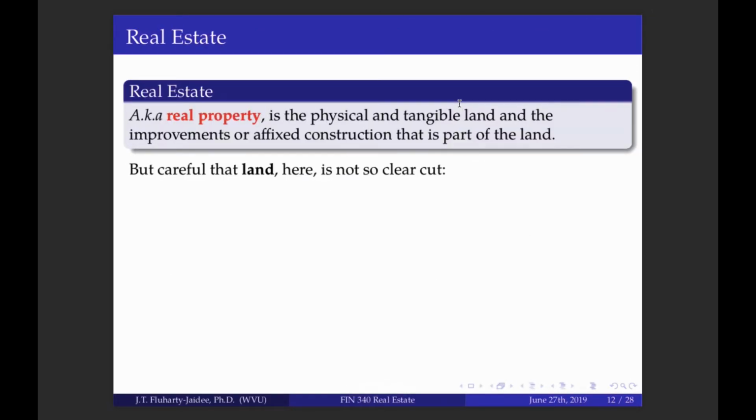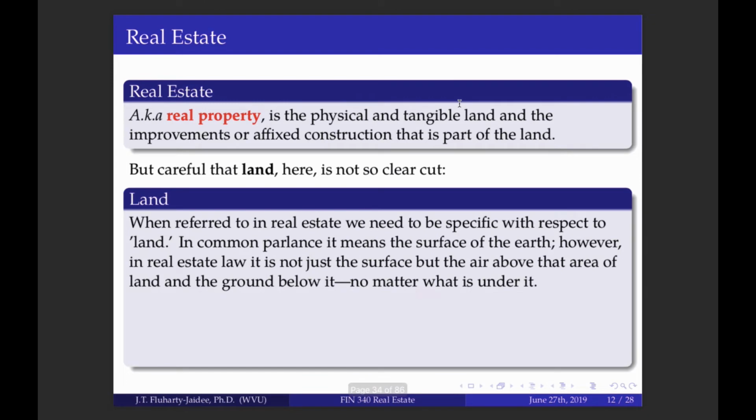All right, real estate, also known as real property, is the physical and tangible land and the improvements or a fixed construction that is part of the land. So we have to be very careful here about what is land. Land does not just mean the physical surface of the land that you stand on. It means everything above and below as well. So this is a very interesting concept, but we're referring to land and real estate. Specifically, it means everything in the air and everything below the surface.